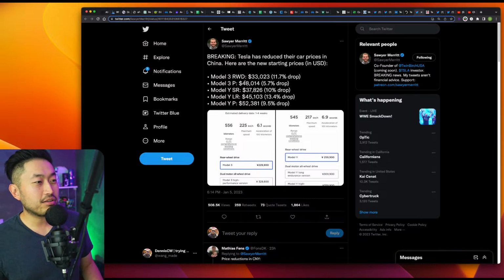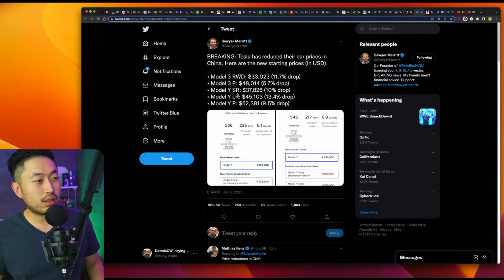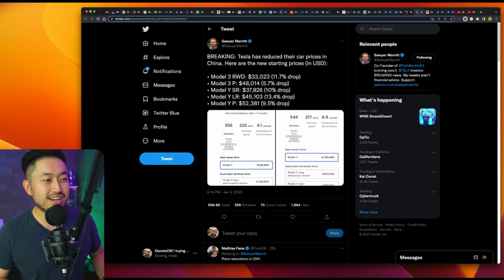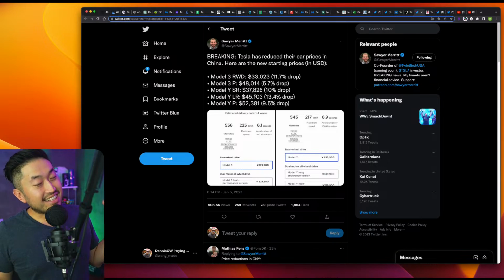And you can see right here, Model 3 rear-wheel drive, $33,000, an 11.7% drop. So that means it used to be like 36, 37. Model 3 Performance, $48,000 starting price. I mean, that seems like a slick deal. They need to bring these prices to America if they can. Model Y standard range, $37,000, $38,000 starting. Could you imagine if there was a $38,000 Model Y standard range in the US today, plus the $7,500 tax credit? That seems like a slick deal.